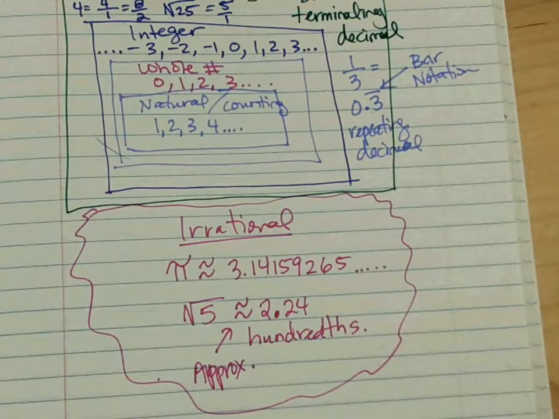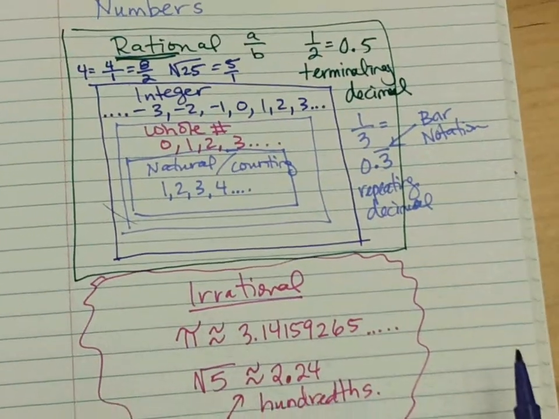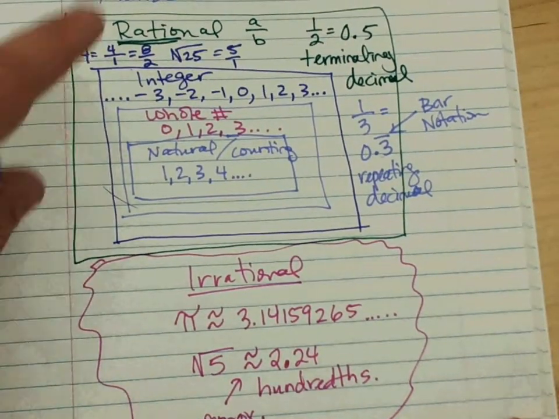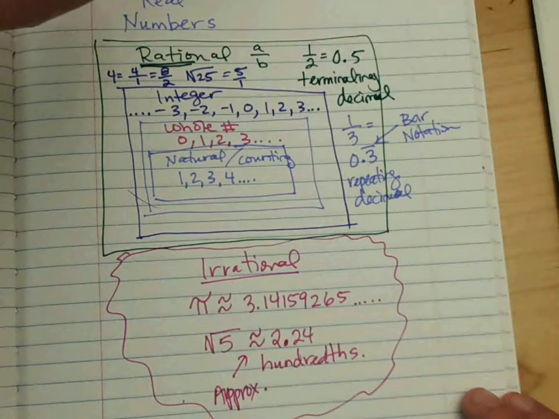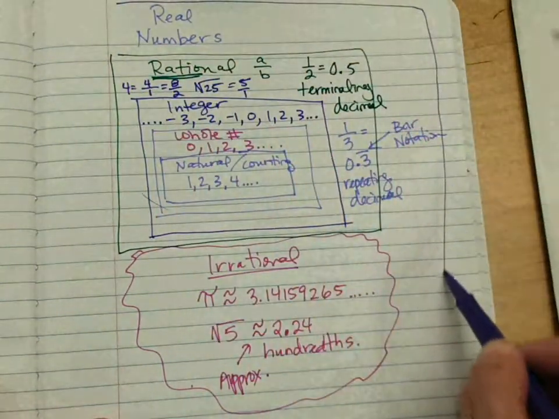What's that? So this is its own separate category. The opposite of rational is irrational, but together these 2 groups make up the real numbers. So together they are real.